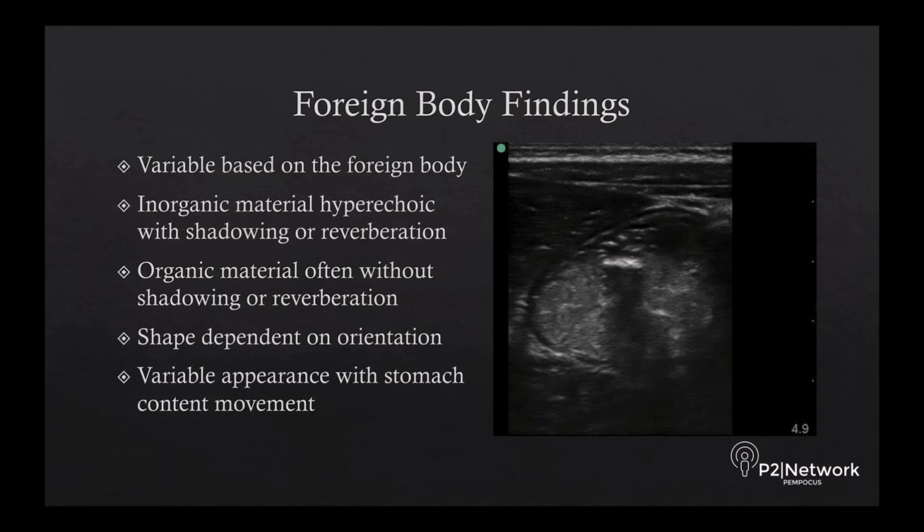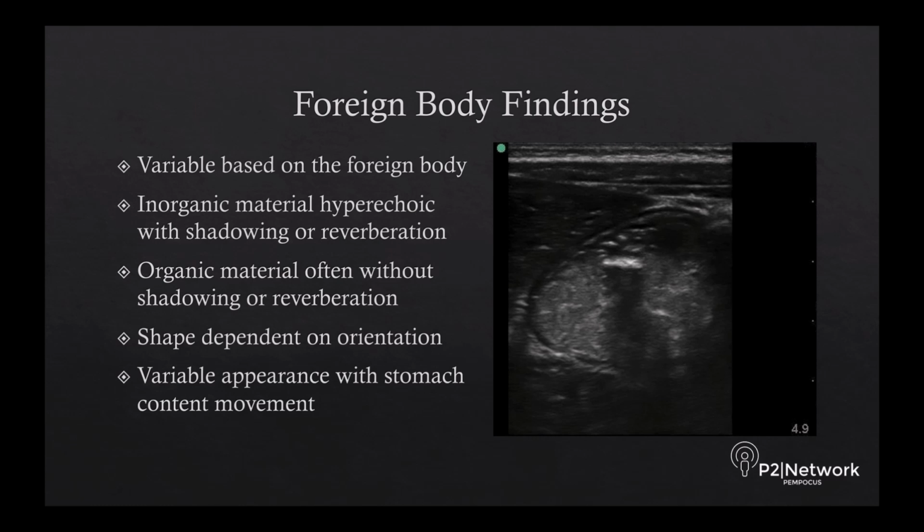When looking for foreign bodies, unfortunately, our findings are going to be pretty variable depending on the foreign body. Inorganic material tends to be hyperechoic with shadowing or reverberation artifacts, similar to foreign bodies that we're used to looking for in the soft tissues. In contrast, organic material often does not have shadowing or reverberation artifact. If you remember the images we showed in the first half of our lecture, where we showed that thick, solid content, if you think about it, really any food you eat could be considered a foreign body, and thus you may see something that looks just like a standard full stomach.